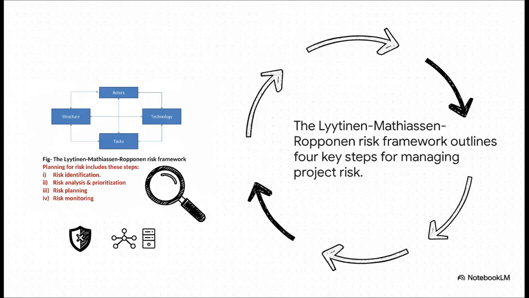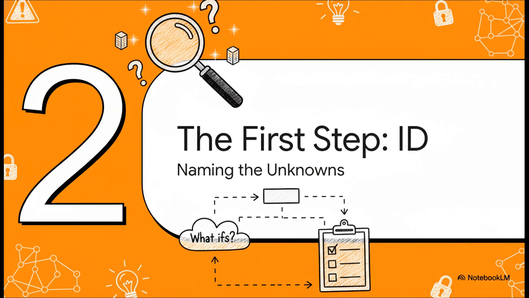Now, there are actual formal models for this, like the one you see right here. This particular framework lays out a really clear 4-step cycle for managing risk. You identify it, you analyze it, you plan for it, and you monitor it. It's a whole life cycle. For today, though, we are zeroing in on that crucial first step, identification, because you can't manage a risk you haven't even named, right? This is where the real detective work starts.